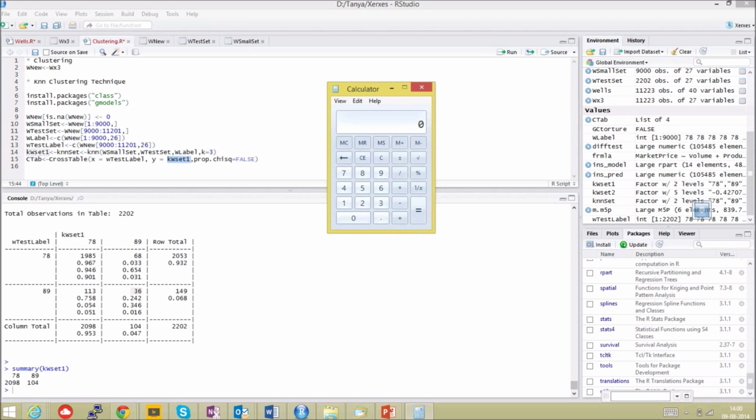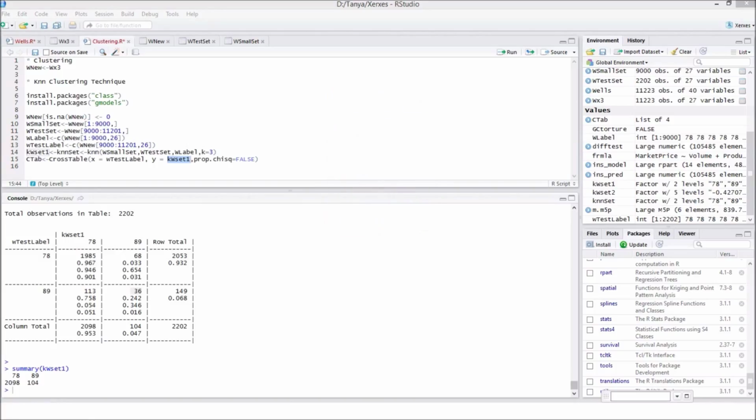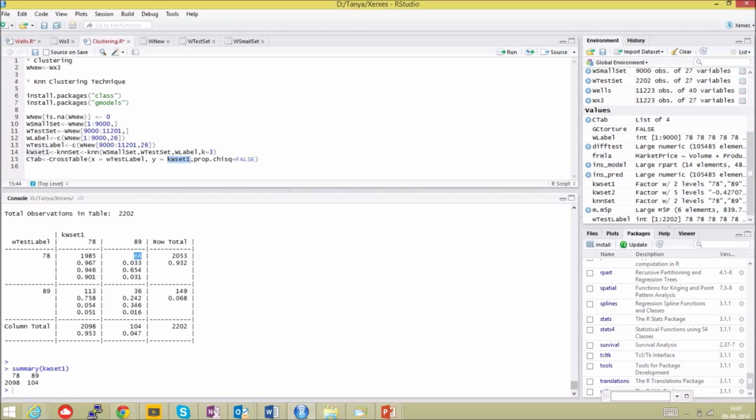So if I'm looking at 1985 plus 36 divided by 2202, that's about 91.7%. A 91.7% prediction rate is quite correct. And the remaining stuff, where we actually see a 78 on 89, which is close to about 68, and an 89 on 78, which is about 113, these are something which are false positive.